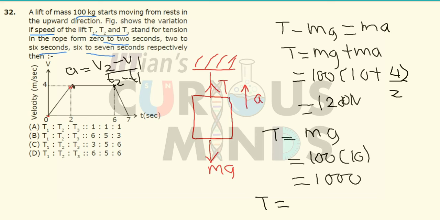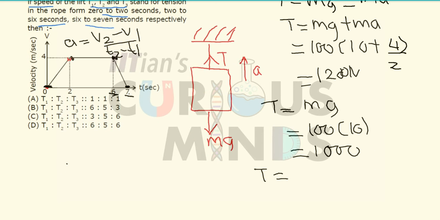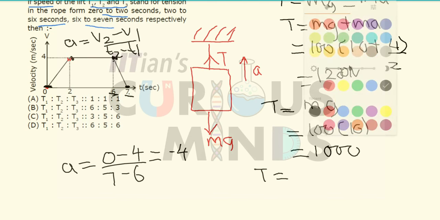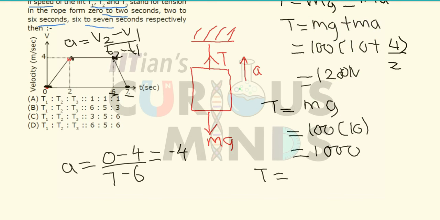And in the third case the body is decelerating. In this case the acceleration will be equal to 0 minus 4 divided by 7 minus 6, which is equal to minus 4 meter per second square. So basically the body is decelerating. So in the third case there will be only one rectification, that is, the acceleration is in the downward direction.